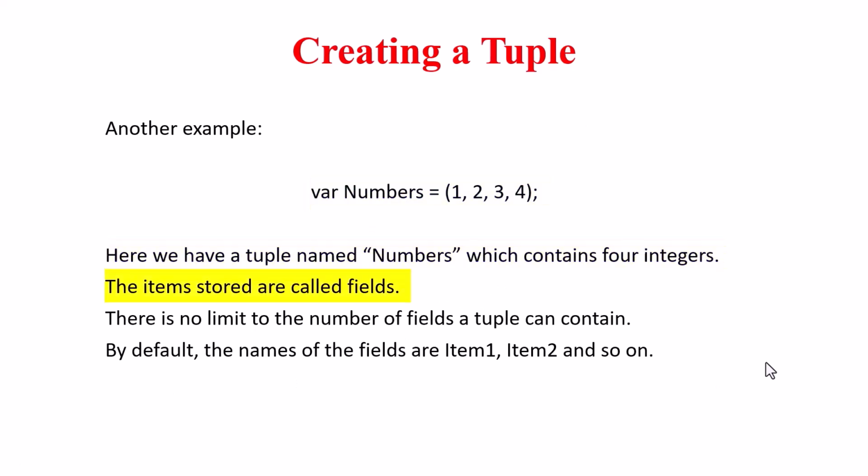The items stored are called fields. There's no limit to the number of fields a tuple can contain, so you can get quite a few. We've got 4 here. We had 3 in the last one. You can have 6, 7, 8, 10, whatever. It depends on just what your program needs and how you're going to use them. By default, the names of the fields are Item1, Item2, and so on down the line.